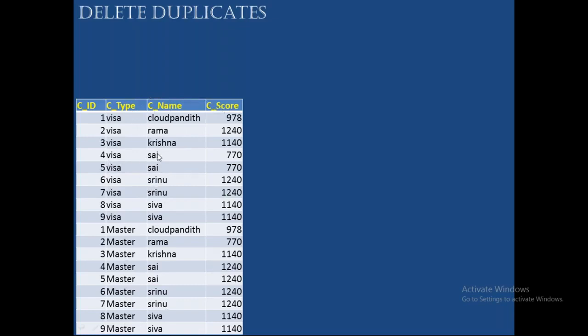As I discussed, here we have one, here we have one, here we have one, three. Here we have one, one, one, three. 3 plus 3, a total of 6 duplicate records we have. So to find these, I'm writing a query, you see here.